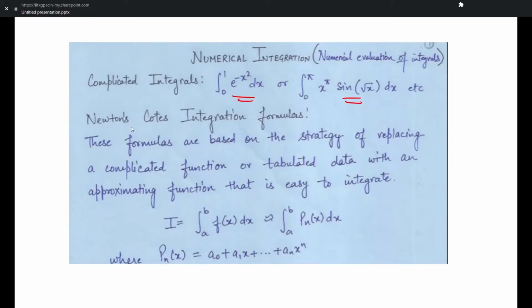So what exactly is the Newton-Cotes integration formula? These formulas are based on the strategy of replacing a complicated function or tabulated data with an approximating function that is easy to integrate. What we do here is replace the complicated integrand with an approximate polynomial that is easy to integrate. So this is our approximating polynomial, and then we will integrate this polynomial.